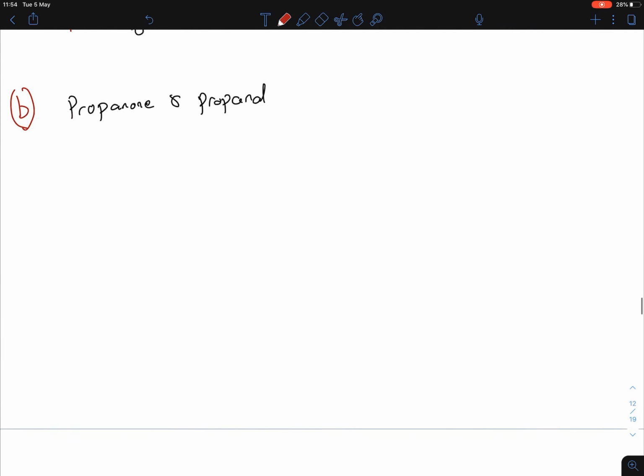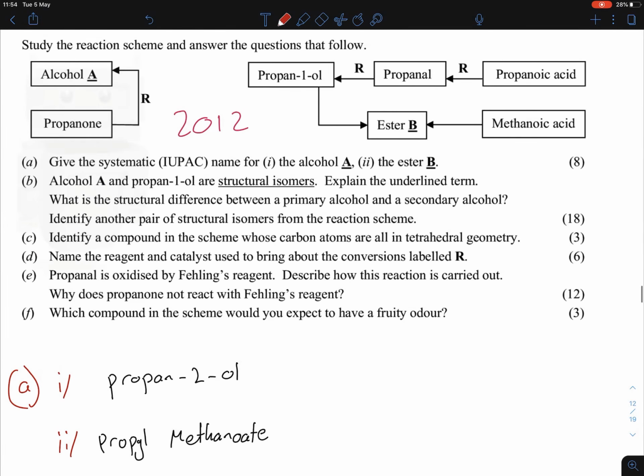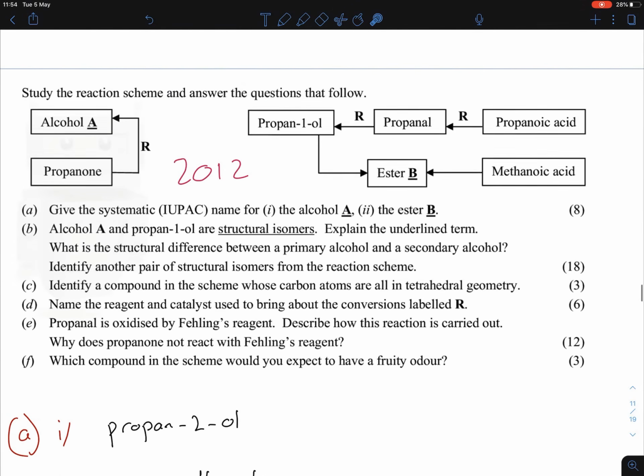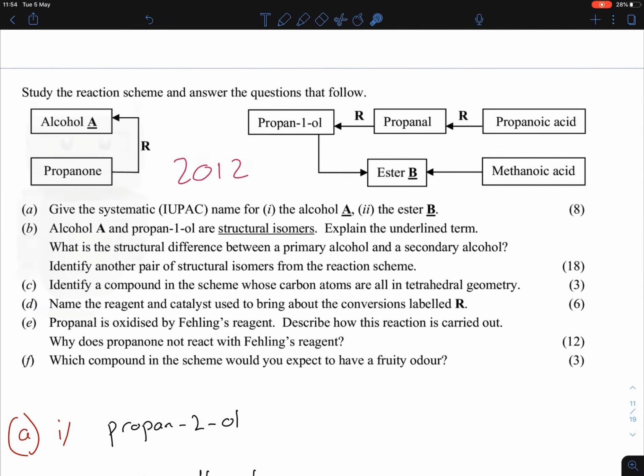So it couldn't be between ethanol and propanone, for instance, because obviously they contain a different number of carbons. So C, identify a compound in the scheme where all the carbon atoms are in a tetrahedral geometry. Now, this is an easy enough one to do. Anything with a double bond in it is eliminated straight away. So propanone is eliminated, propanal, esters, propanoic acid, methanoic acid is also eliminated.